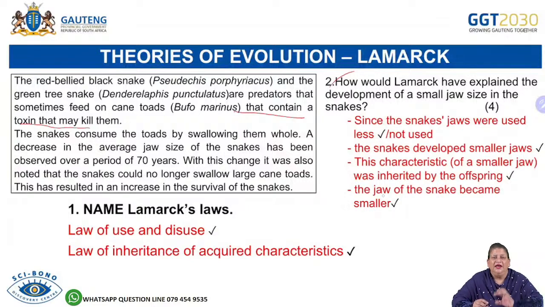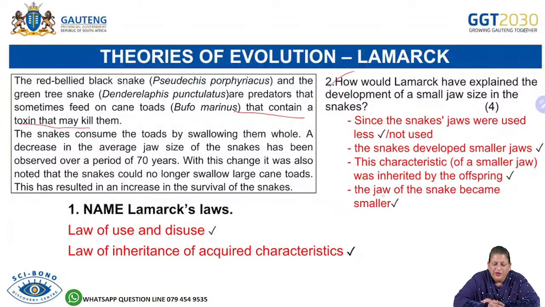How did he say it? Again, the jaws of the snakes were big, and as it used its jaws less and less, or less frequently, the jaws became smaller and smaller, and therefore the new generation, or new offspring, inherited the smaller jaw of the snakes. And all snakes now, or all red-bellied snakes and green snakes, have smaller jaws.